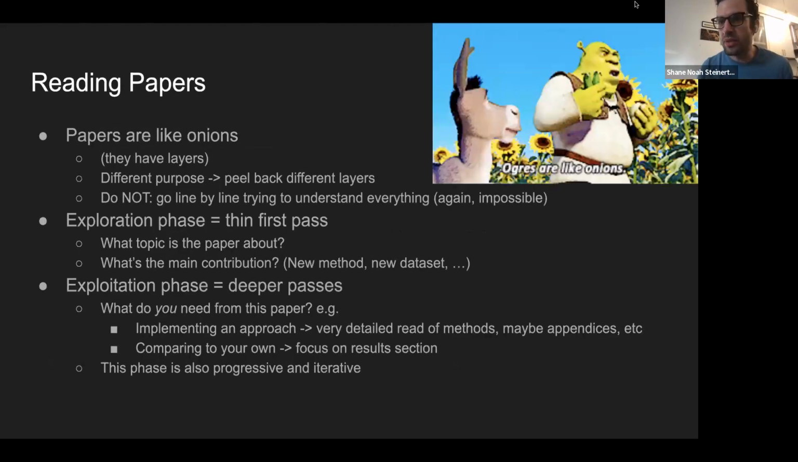Reading papers. This also came up a lot in Wei's comments. I think papers are like onions, just like ogres. They have layers and layers of depth, and when you're at different stages in the process, you peel back different layers of the paper.